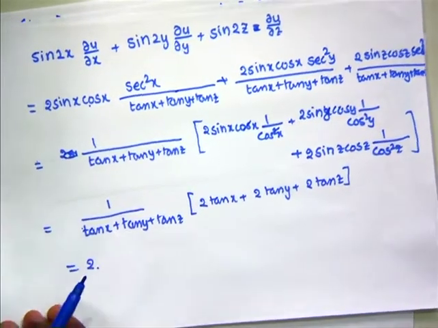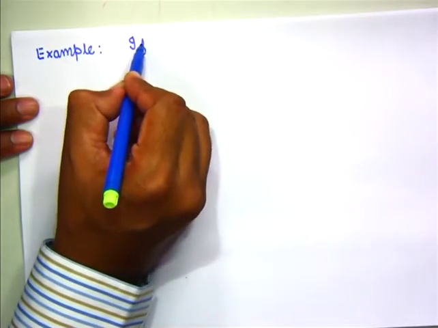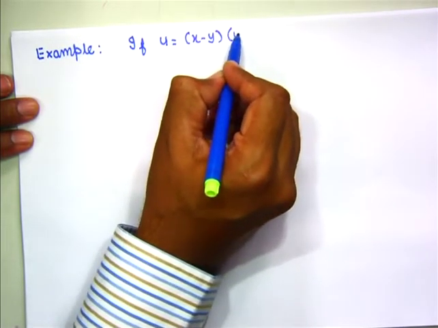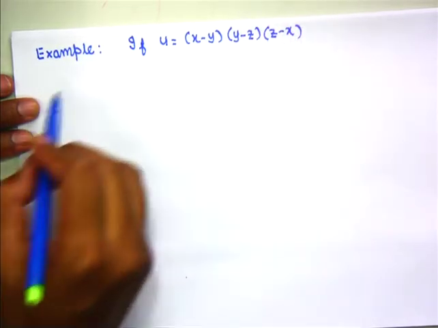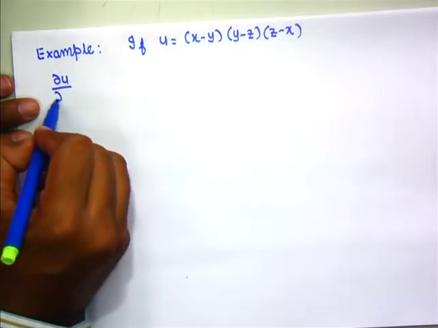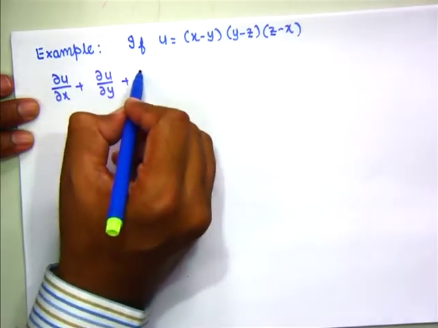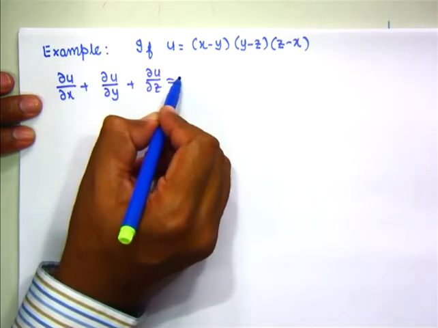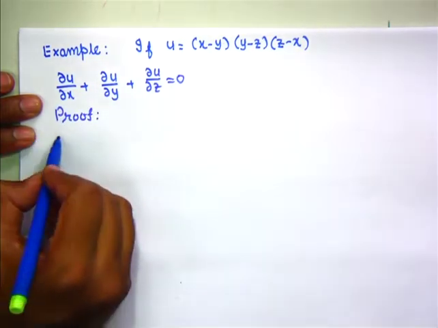So this is our first example. Let us take another example. If u is equal to x minus y into y minus z into z minus x is given, then we have to prove that del u by del x plus del u by del y plus del u by del z is equal to 0. So proof, let us solve this.